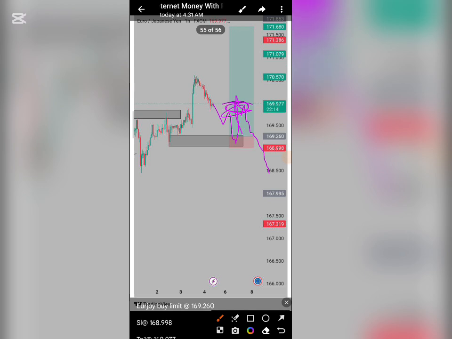Then TP2 is, I know it will get here, and not just here. I know it will keep going up, up, and then it will reach this place. So I'm going to wait for it.